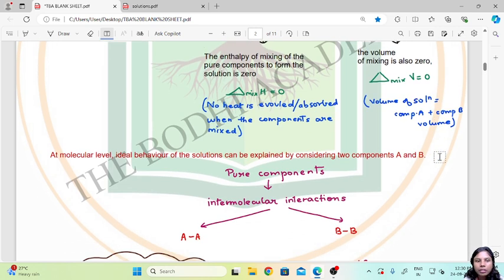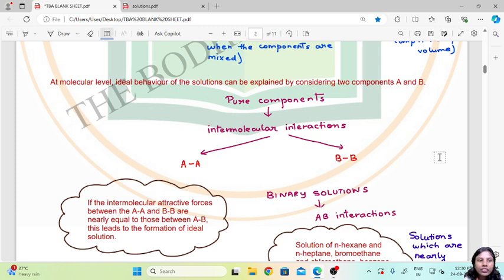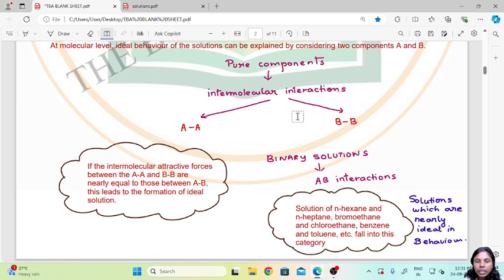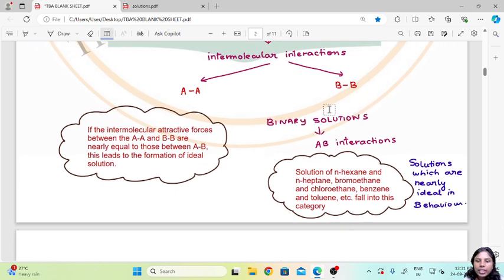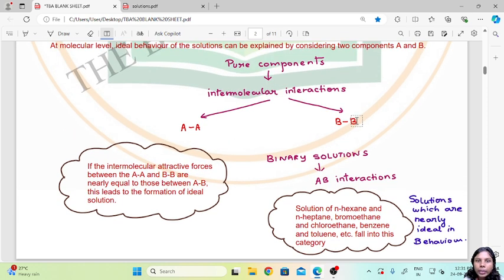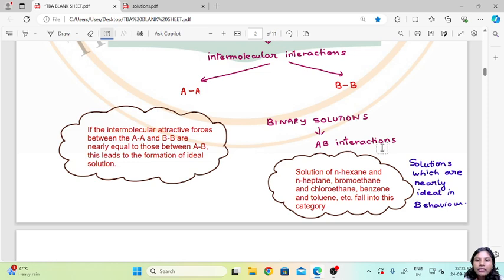Now if at the molecular level we speak about ideal behavior of solutions, it can be explained by considering two components A and B. For pure components, the intermolecular attractive interactions are going to be either AA, or we can say solute interactions, or BB, that is solvent interactions. But in case of binary solutions, when we have a mixture of two components, we will have AB kind of interactions, which are solute to solvent interactions.